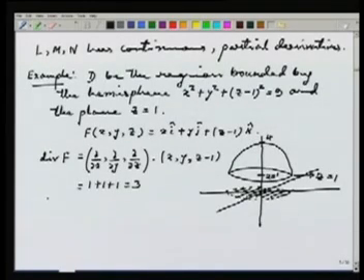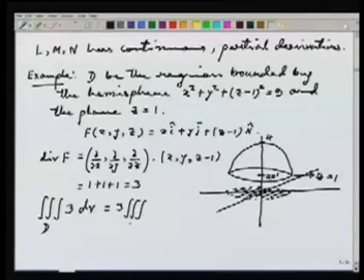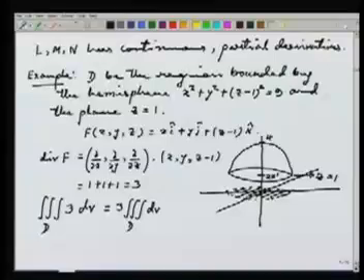So all I have to do now is the triple integral over D of 3 dV. But 3 being a constant comes out. All I am left with is the integral over D of dV. That is the volume of the hemisphere given by the equation x square plus y square plus z minus 1 whole square equals 9 and cut by the plane z equals 1. That is actually passing through the center of this sphere. I know the volume of the sphere of radius r is 4 by 3 pi r cube, and this is half of that. So the volume is also half.